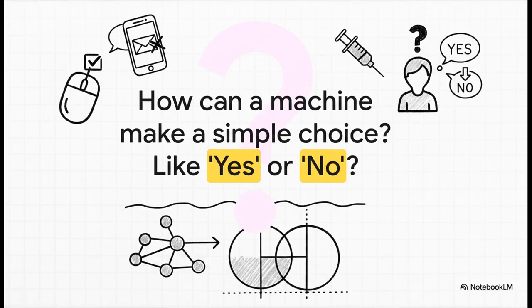Is this email spam? Is that credit card transaction fraudulent? Will a customer actually buy the product? All of these are basic yes or no questions. So how do we get a machine to answer them? Not just guess, but give us a calculated, confident probability. Well, that's exactly the problem we're going to solve today.